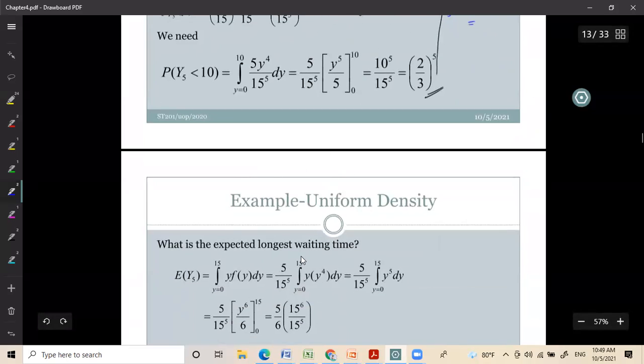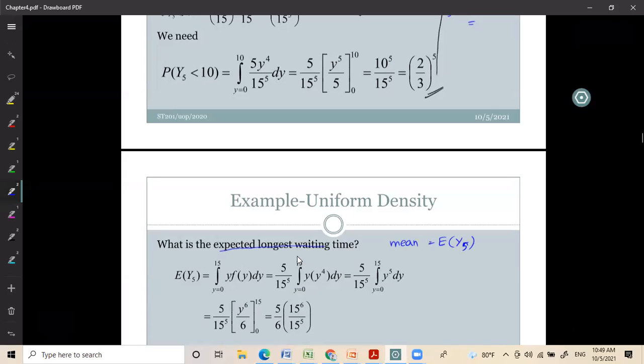Now here's another. What is the expected longest waiting time? The expected longest waiting time. What does that mean? This is the mean, right? Expected value is the mean. Mean of yn, or in our case, y5. So how do you find it? Okay, how do you find the expectation? That will be x times fx dx. So in our case, it is y. So you multiply the density function of the maximum by y, right?